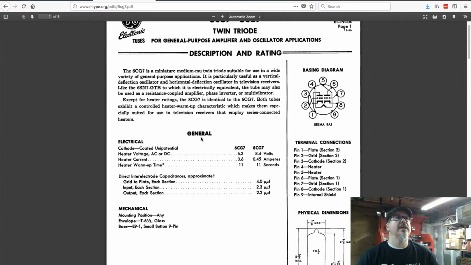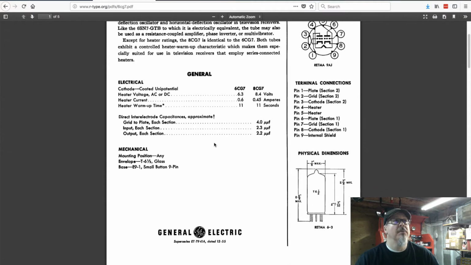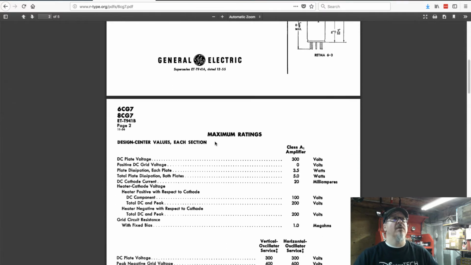It needs 6.3 volts at 0.6 amps. So two of these would be 1.2 amps, and therefore 1.2 plus 1 is 2.2 total amps. So if we have a 3 amp transformer at 6.3 volts, we'll be good for that. And then we'll just have to look at what voltage we want and how many milliamps of current we expect to run through those as well. But that's part of the power supply design.